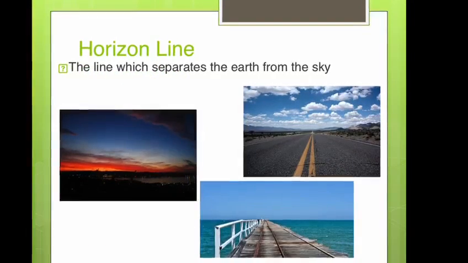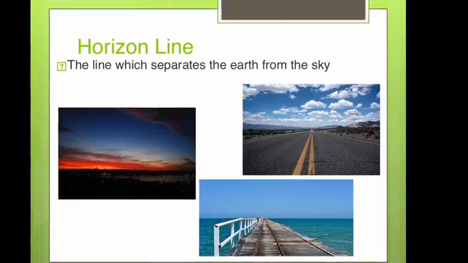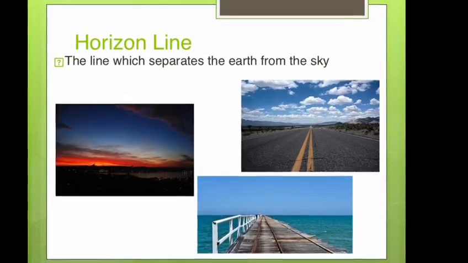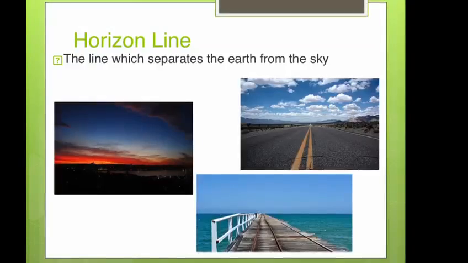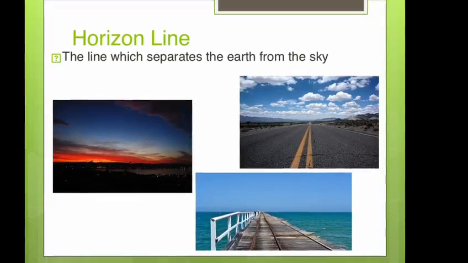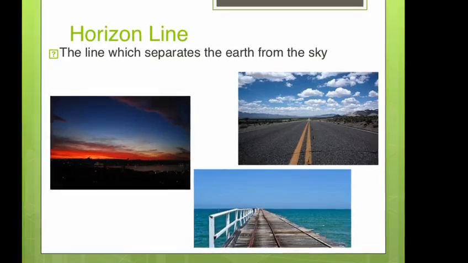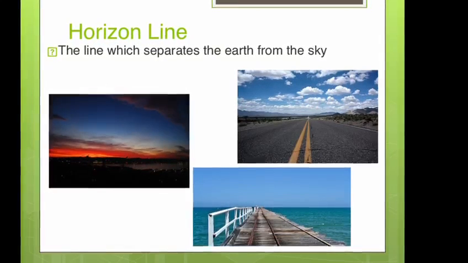One drawing tool that we can use to help create a perspective is a horizon line. In our images, the horizon line is defined as the line which separates the earth from the sky. It can also separate things like water from the sky, or maybe the ground from a wall.